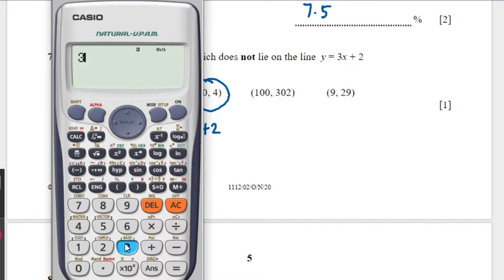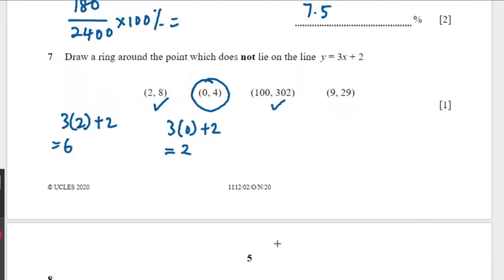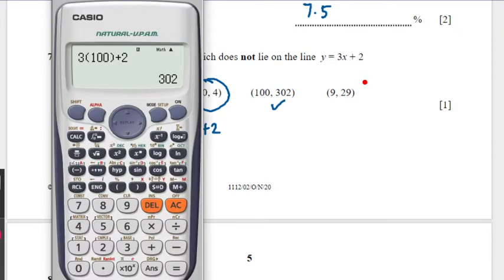Okay, so when I substitute 3 times 100 plus 2, make sure when I press equal, this is equal to 302. If it equals 302, it means that this point lies on the line. If it does not equal 302, we can circle that one, which means it does not lie on the line. So obviously this is 302. Therefore, this one lies on the line. We try again for this part here. Okay, we substitute this 9 into x, so 3 times 9 plus 2.